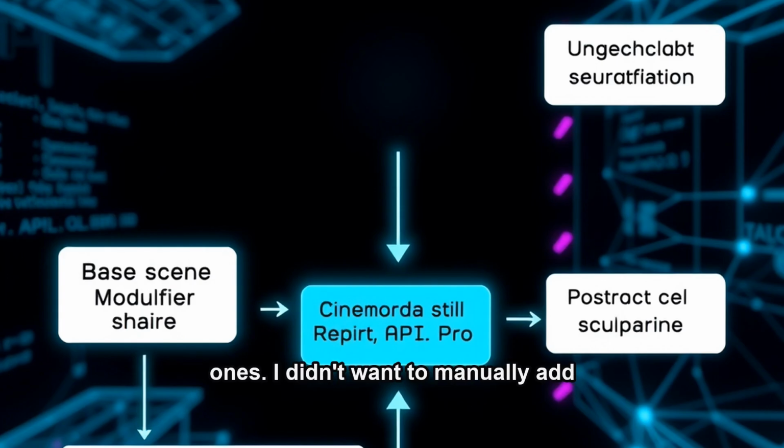I didn't want to manually add these every time, so my Python script automatically appends these modifiers to whatever base prompt I provide. This ensures consistency across all generated images and frees me from remembering to include them. It's a small but powerful piece of automation that makes a big difference in the final output and maintains the desired cinematic style across all generated scenes, regardless of their specific content.